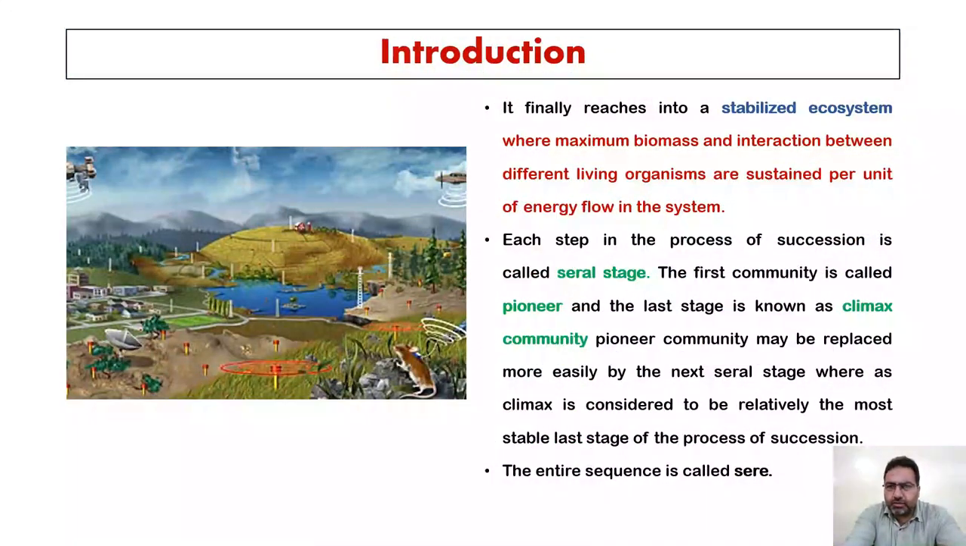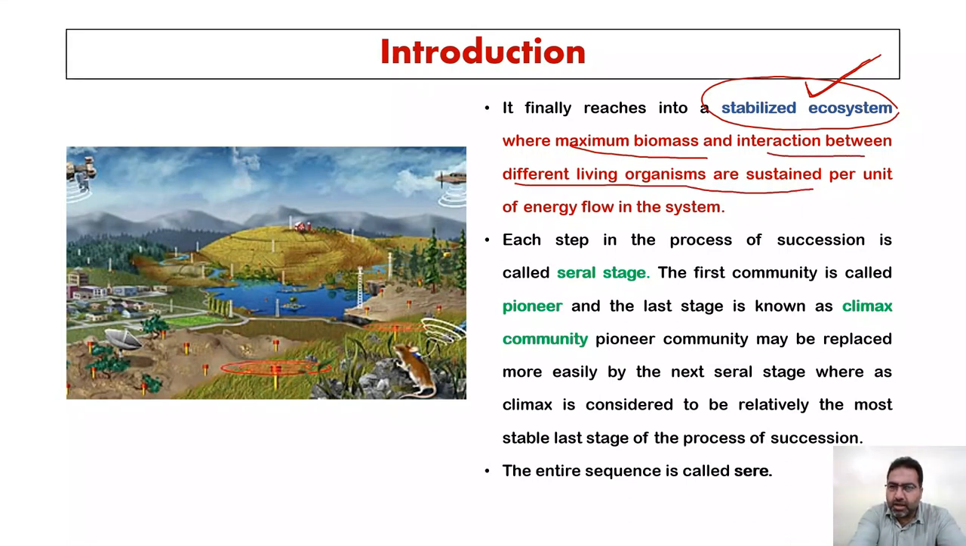And it reaches a stabilized ecosystem. So one developmental stage after another, it reaches stabilization, and this stabilized state is called a stabilized ecosystem. Where maximum biomass and interaction between different living organisms are sustained. So when there is a stabilized ecosystem, there is maximum biomass and maximum interaction between different living organisms, sustained per unit of the energy flow in the ecosystem. So it means it is moving towards equilibrium.